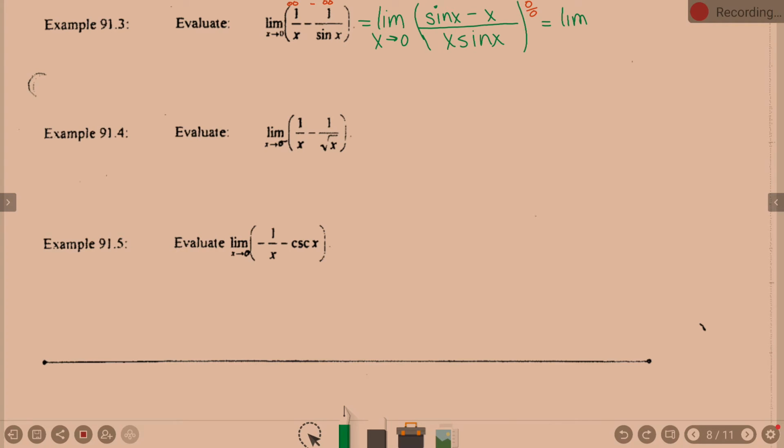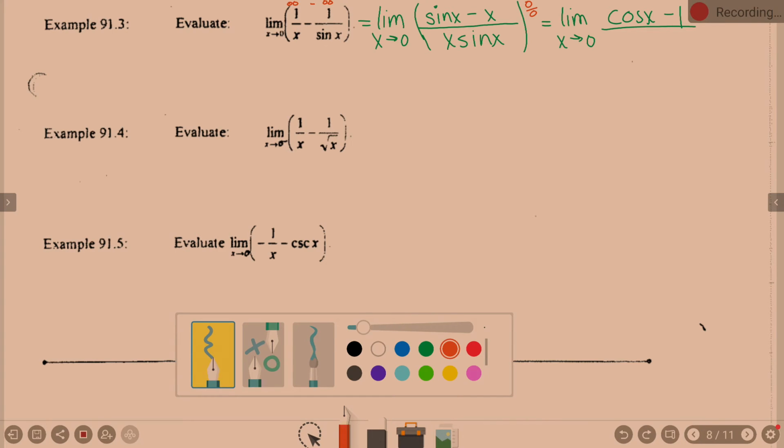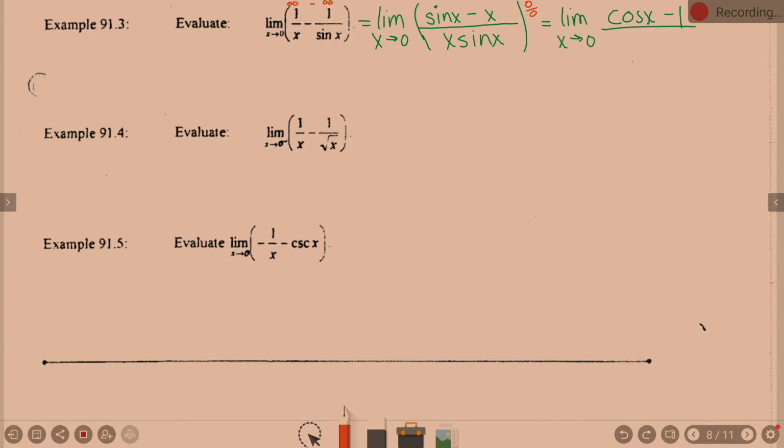The limit as x approaches 0. What is the derivative of sine x minus x? Cosine x minus 1. What is the derivative of x sine x? Sin x plus x cosine x. Honestly, I haven't processed the answer, so I'm not sure.